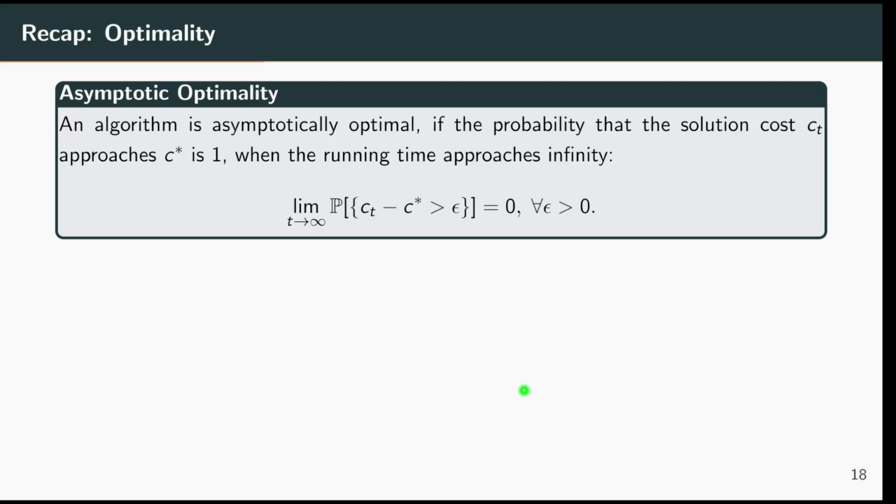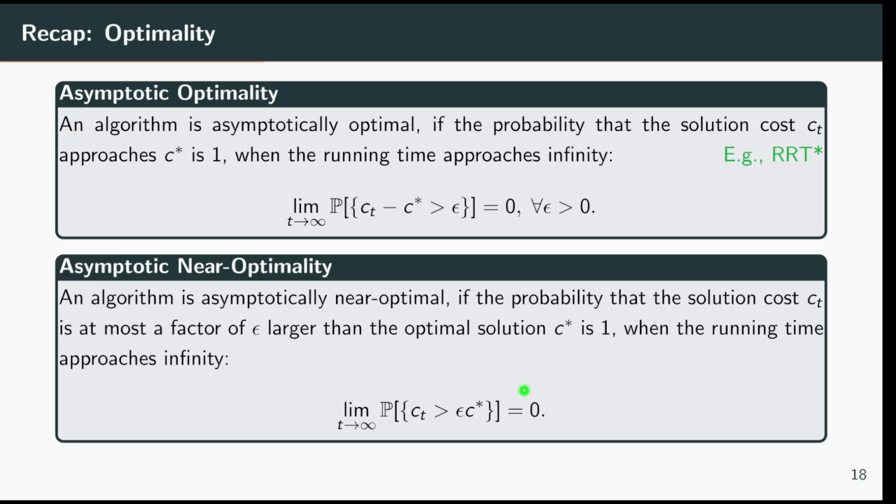Okay, and then finally, or semi-finally, we have asymptotic optimality. Here we reason about probabilities. In particular, it's asymptotically optimal if the probability that the difference between the solution I find and the optimal solution is greater than epsilon goes to 0, for any epsilon. What is an example for asymptotic optimality? Perfect.